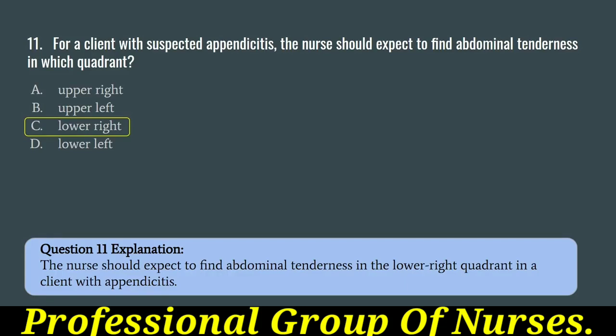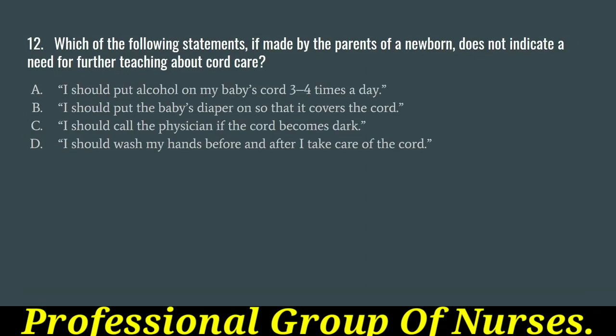Question 12. Which of the following statements, if made by the parents of a newborn, does not indicate a need for further teaching about cord care? A. I should put alcohol on my baby's cord 3 to 4 times a day. B. I should put the baby's diaper on so that it covers the cord. C. I should call the physician if the cord becomes dark. D. I should wash my hands before and after I take care of the cord. Question 12. Answer: D. I should wash my hands before and after I take care of the cord.